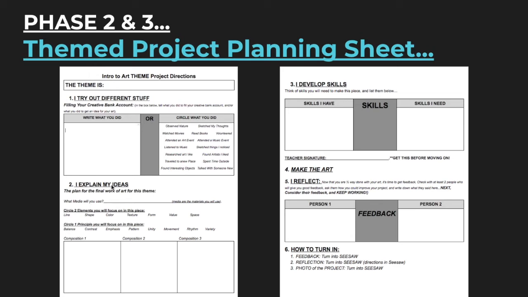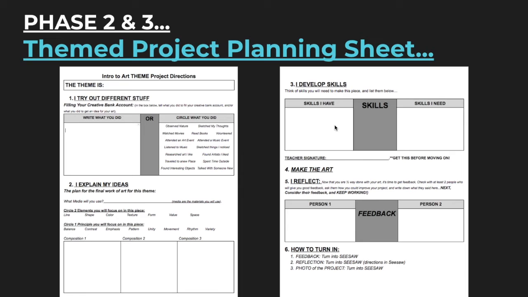Then I explain my ideas. They have to say what media they are using. They have to circle elements and principles they're going to focus on, and then they sketch out 3 different composition options. And then on the back side here, for I develop skills, they have to list skills that they have and then list skills that they still think they need.